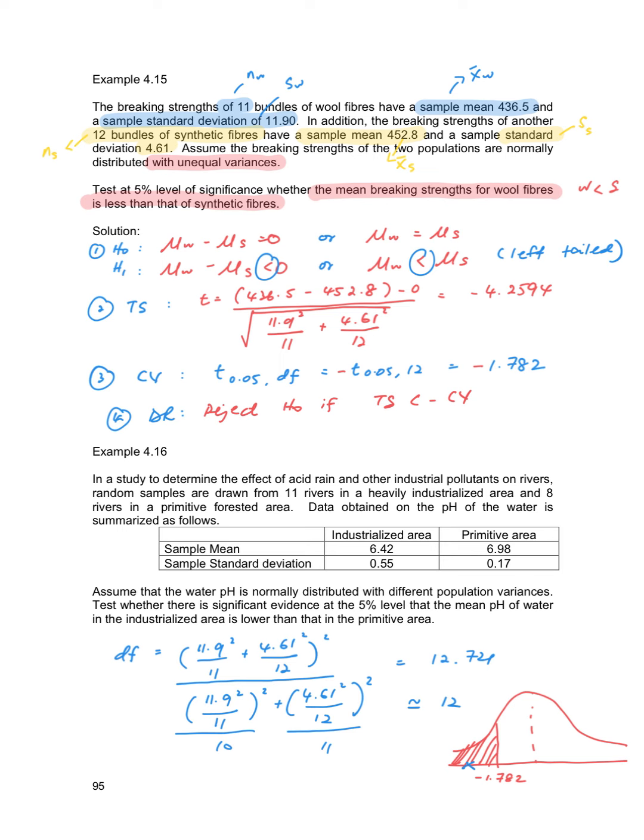So what is our decision here? Step number 5. We will reject H0, since negative 4.2594 is less than negative 1.782. So what can we conclude here? There is significant evidence to indicate that the mean breaking strength for wool fiber is less than synthetic fiber.